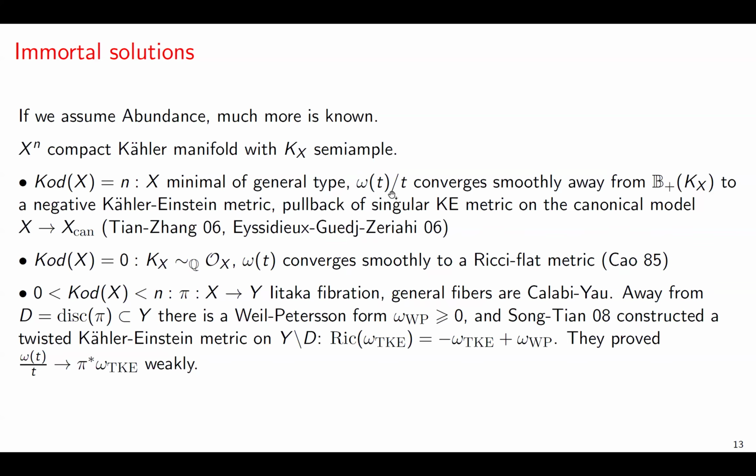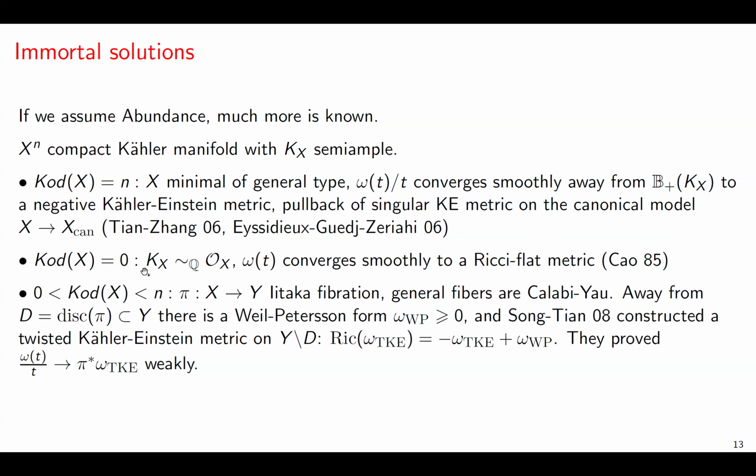Here, again, you need to rescale omega_t divided by t. And away from the augmented base locus of K_X, you converge smoothly to a negative Kähler-Einstein metric, which is the pullback of the so-called singular Kähler-Einstein metric on the canonical model X_can. So here, this was again proved by Tian and Zhang. So the picture here is exactly the same as in all the previous lower dimensional discussions. So you have excellent convergence to an Einstein metric away from some natural bad set, which is the augmented base locus, same as the null locus of K_X.